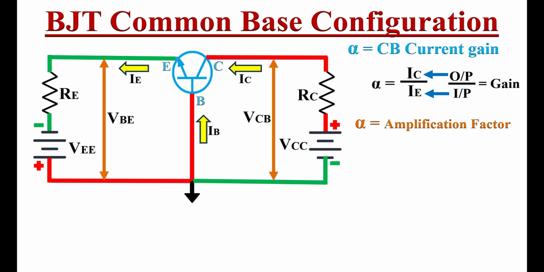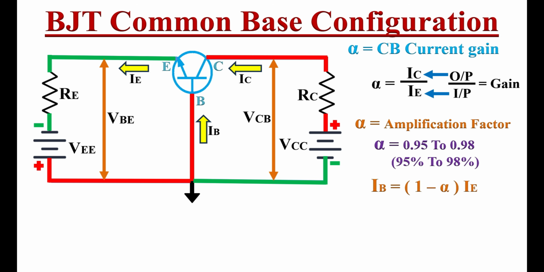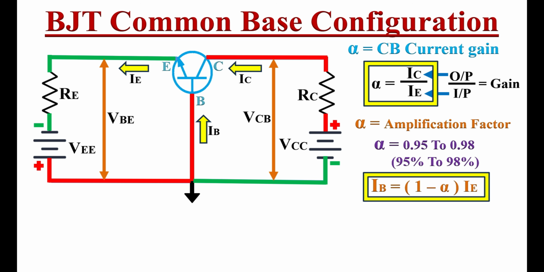So alpha is the common base current gain, and it is also called the amplification factor. Generally, the alpha value is between 0.95 and 0.98. This means 95% to 98% of the emitter current is the collector current. This also shows 5% to 2% of recombination in the base. Now base current IB equals (1 minus alpha) times IE. So these are the important relations we must note down.